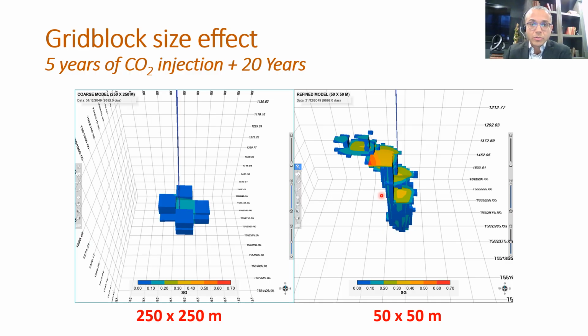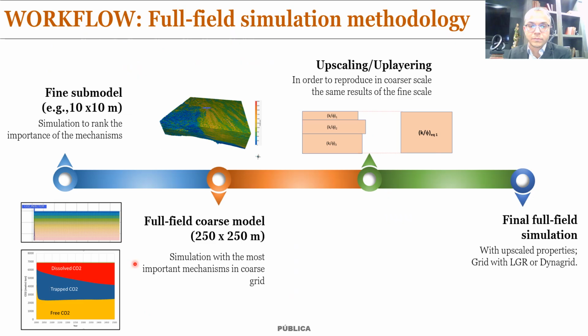In order to reduce that CPU time, we propose the following workflow. Let's go to the workflow. The first step of this workflow is to simulate the process in a high-resolution submodel or sector model characterized by representative properties of the grid of the full field scale model.